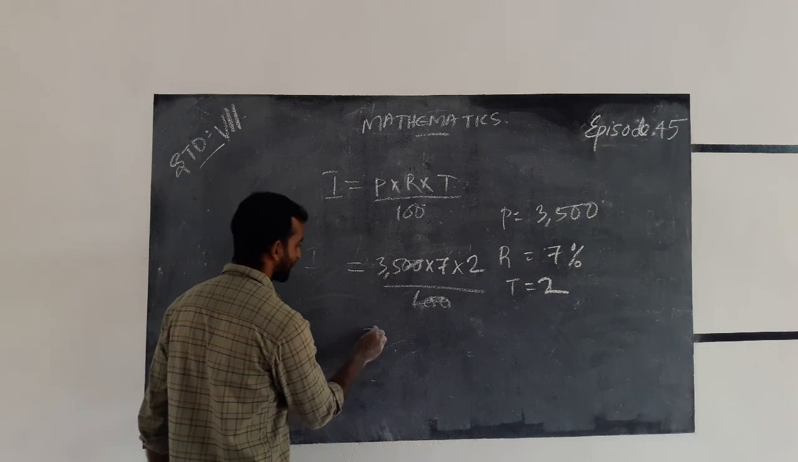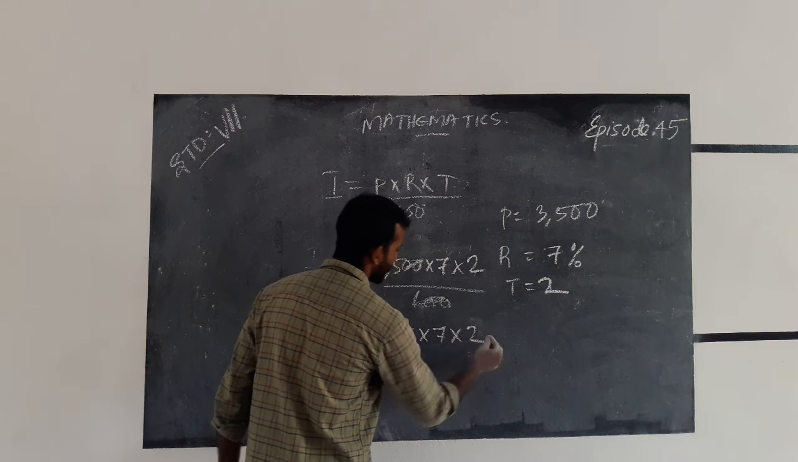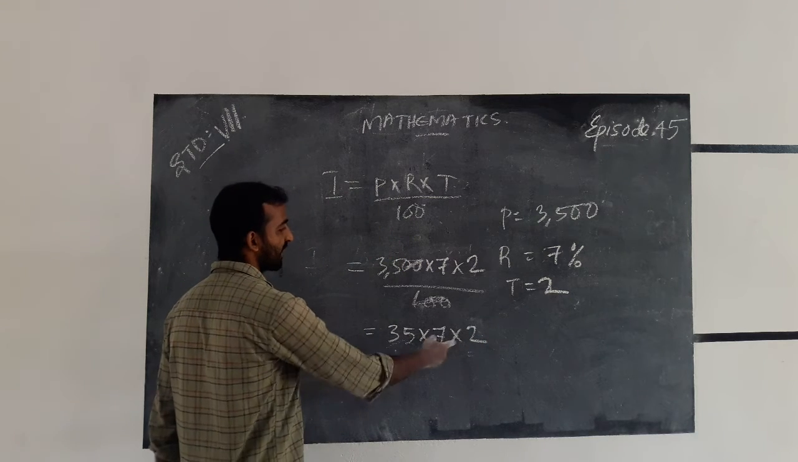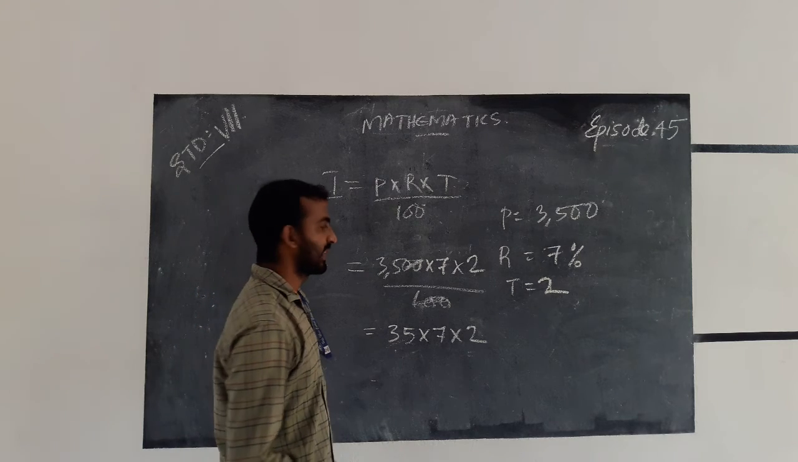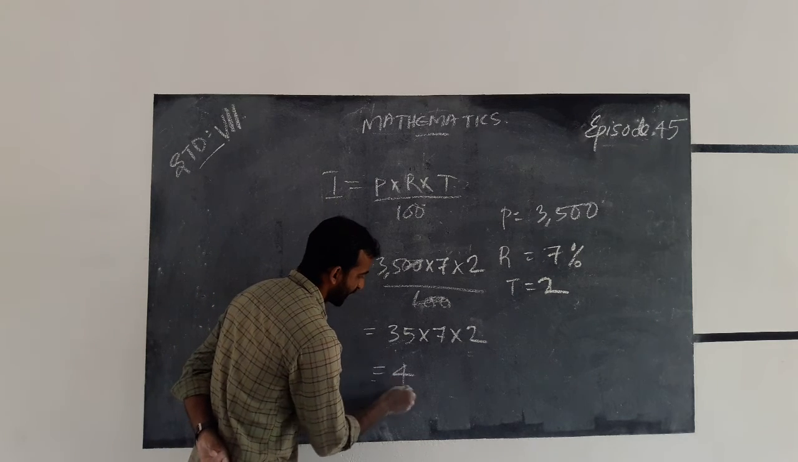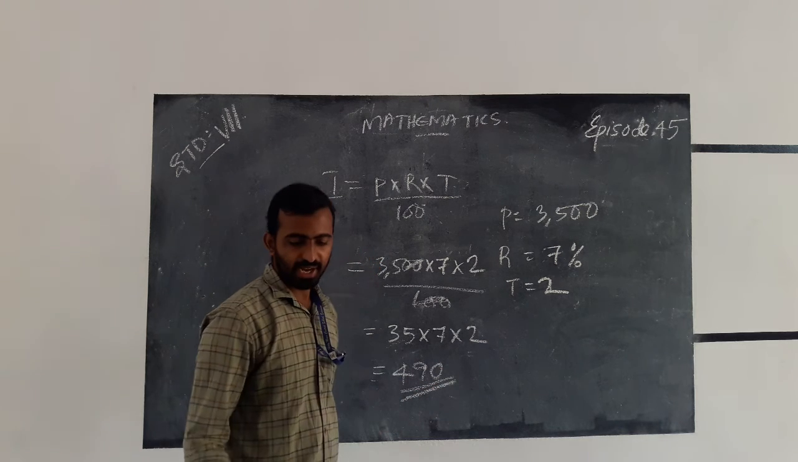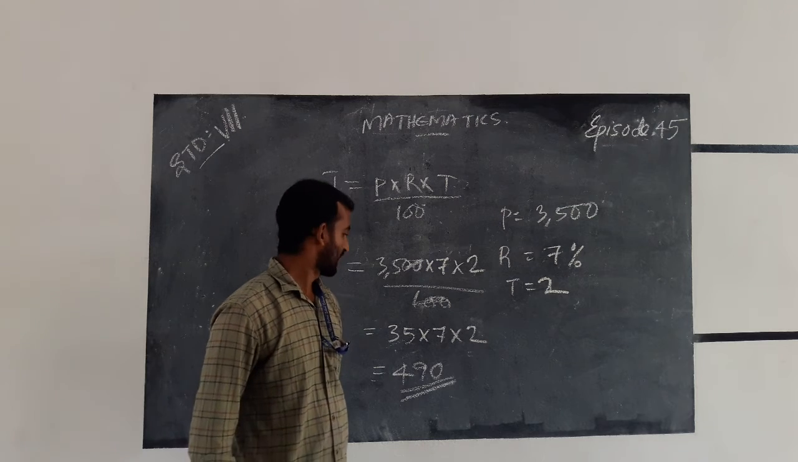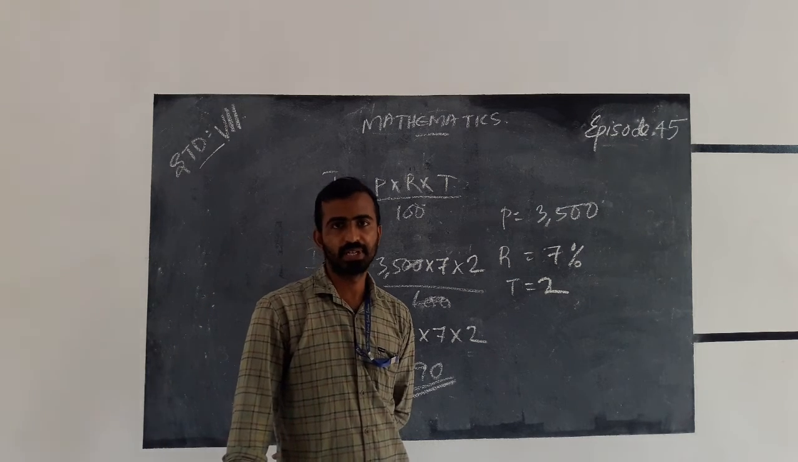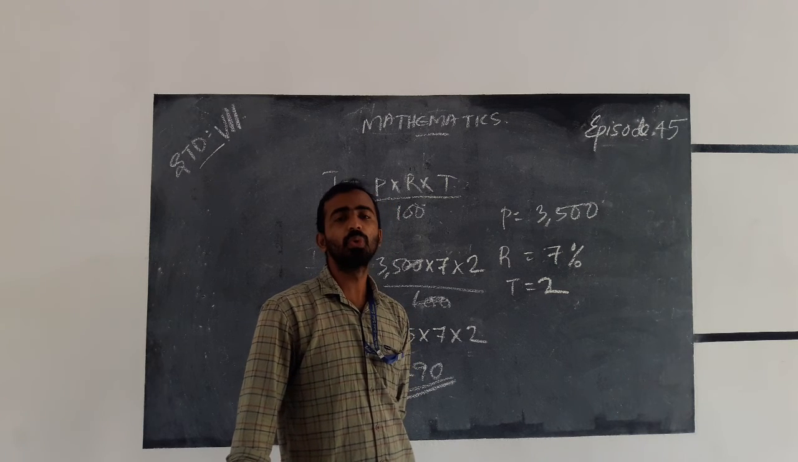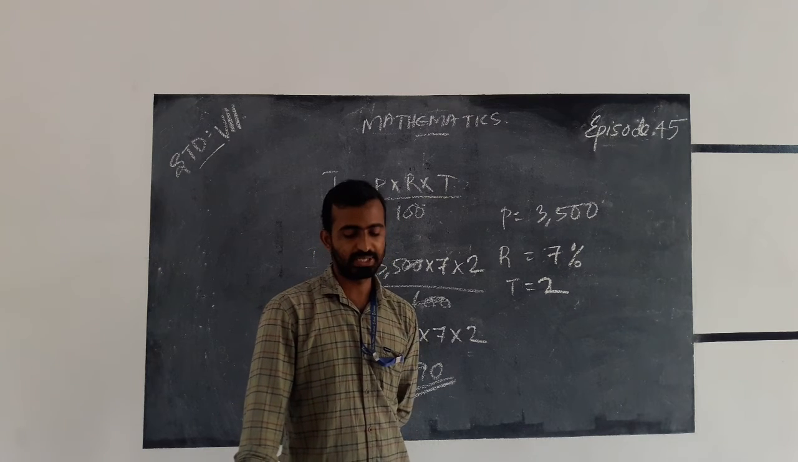That is, we get 35 into 7 into 2. 35 into 2 we get 70. 70 into 7 we get 490 rupees. That is, at the end of 2 years, the interest is 490 rupees.